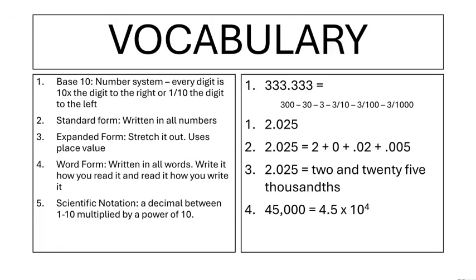Number 2 says standard form, written in all numbers. Number 3 says expanded form. Stretch it out. Uses place value. Number 4 says word form, written in all words. Write it how you read it and read it how you write it. Number 5 says scientific notation, a decimal between 1 and 10 multiplied by a power of 10. Remember to copy the examples and put a line underneath when you are done copying the vocabulary.